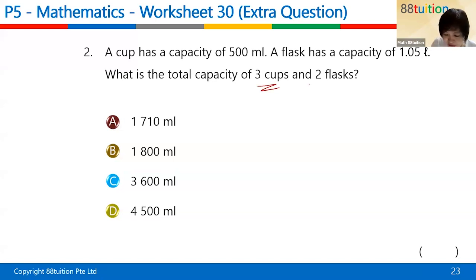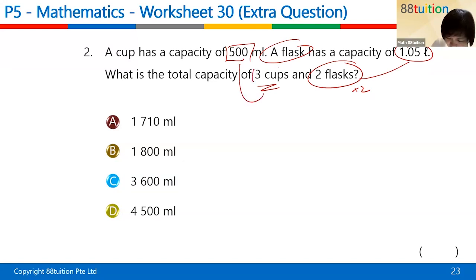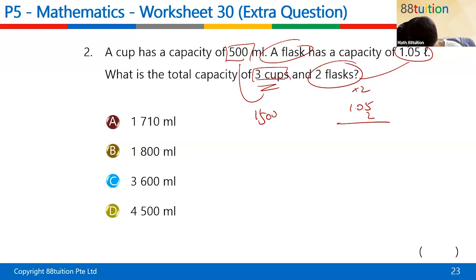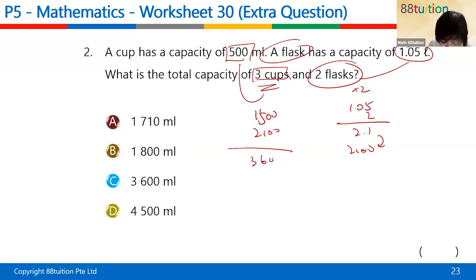Given 3 cups, 2 flasks. Total capacity of 3 cups. So you must times 3. Are you all ready? Some say C, some say A. How? So this is 1,005. This is 1.05 times 2. So 1.05 times 2 will get down to 2.1. So I have 2001. If I change it to here, then this is 3600. Good.